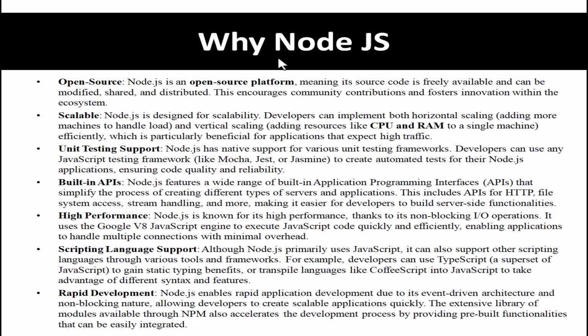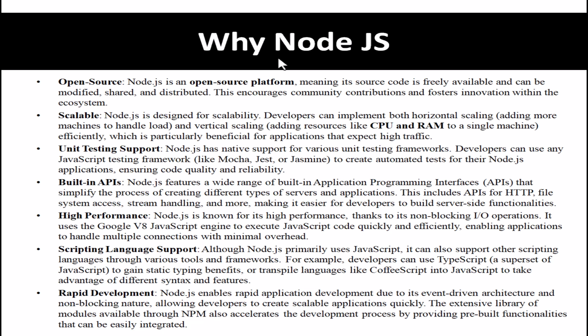Built-in APIs. Node.js features a wide range of built-in application programming interfaces that simplify the process of creating different types of servers and applications. These include APIs for HTTP, file system access, stream handling, and more, making it easier for developers to build server-side functionalities. High performance.